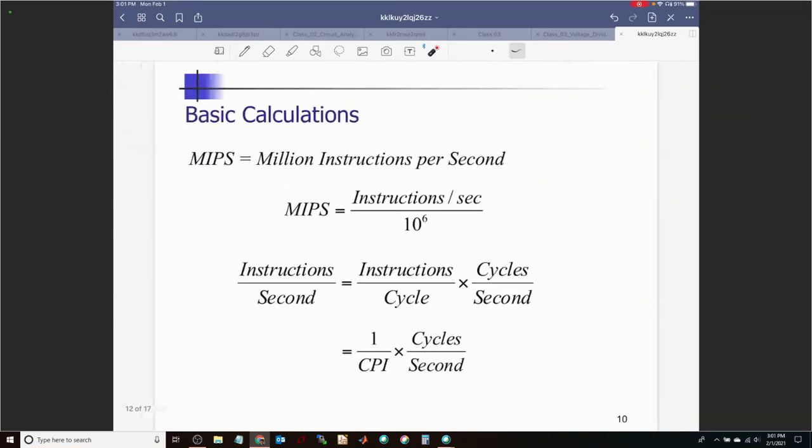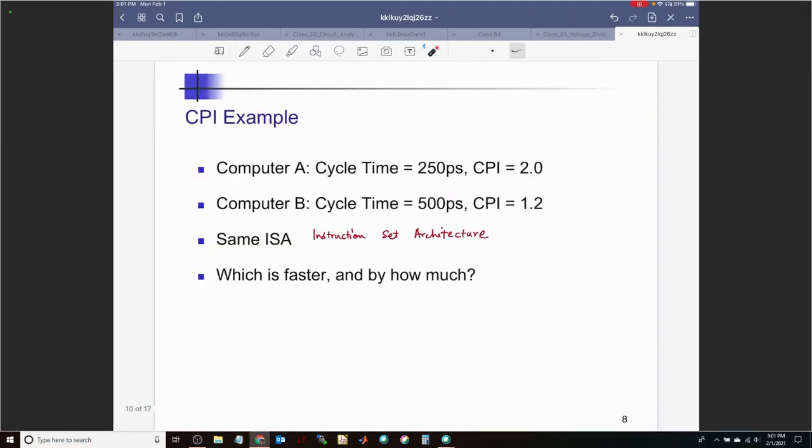All right. So the same ISA, which one is faster and by how much, right? Remember, when we looked at just the cycle time, we were very tempted to say computer A is twice as fast as computer B, right? So we need to figure out who is faster. We need to include CPI and also talk about by how much computer A or B is faster.